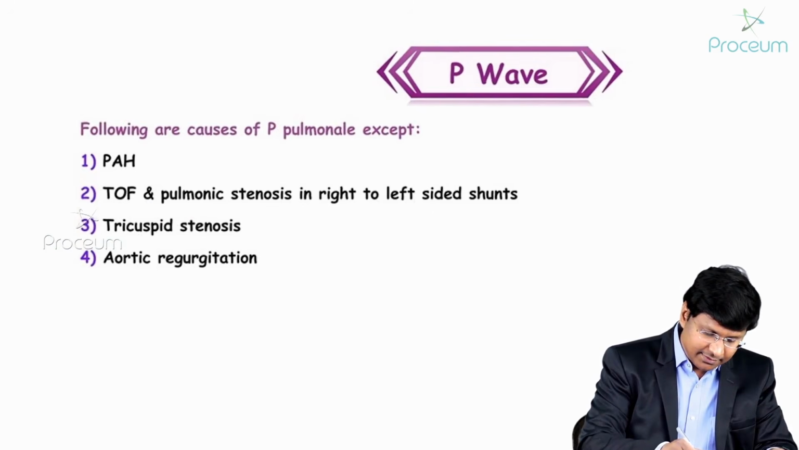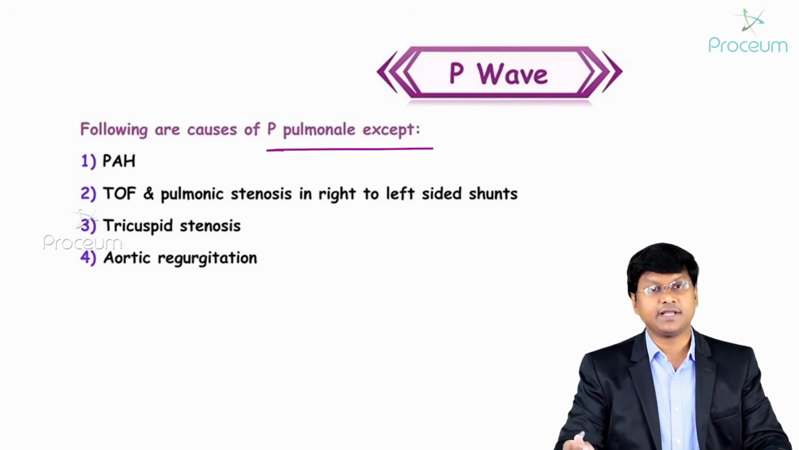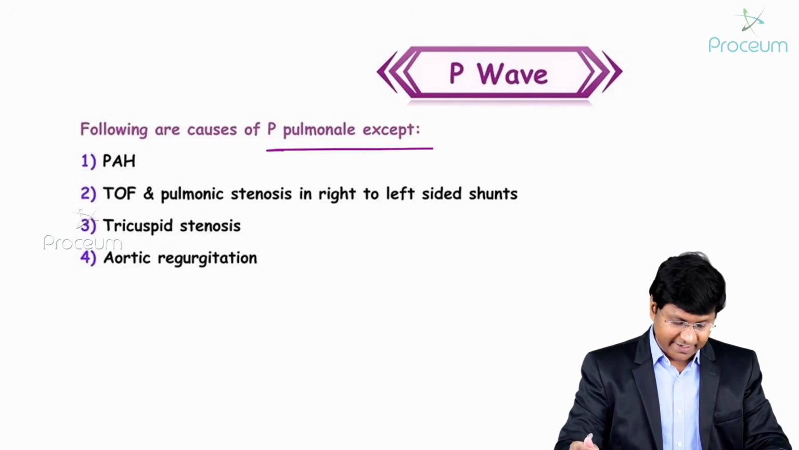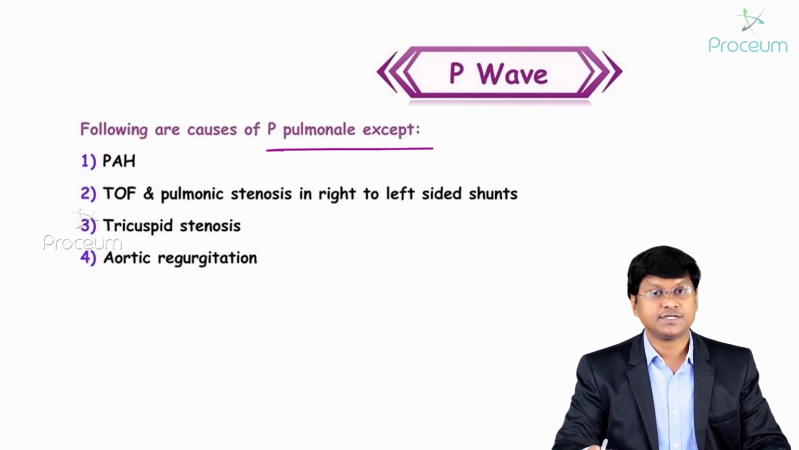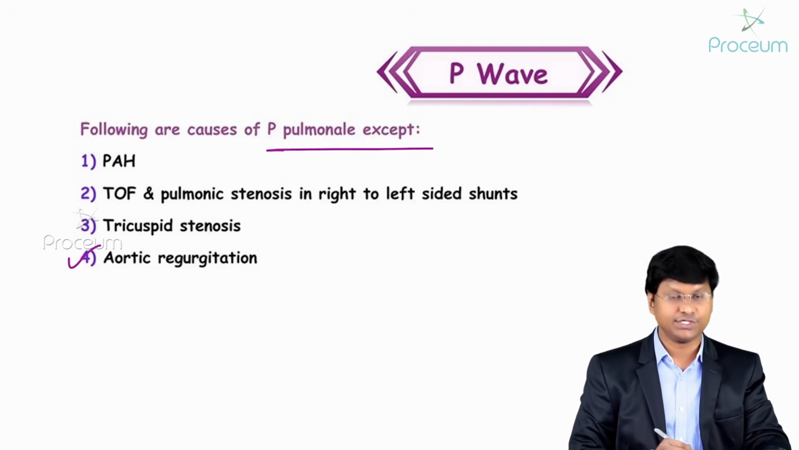Following are the causes of P pulmonale except: pulmonary artery hypertension, tetralogy of Fallot and pulmonic stenosis in right to left sided shunts, tricuspid stenosis, aortic regurgitation. The answer to this question is aortic regurgitation.